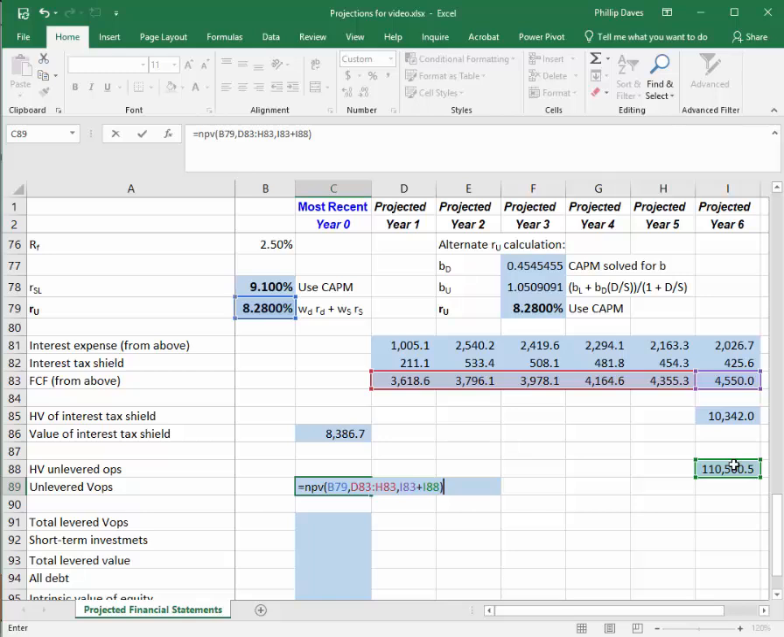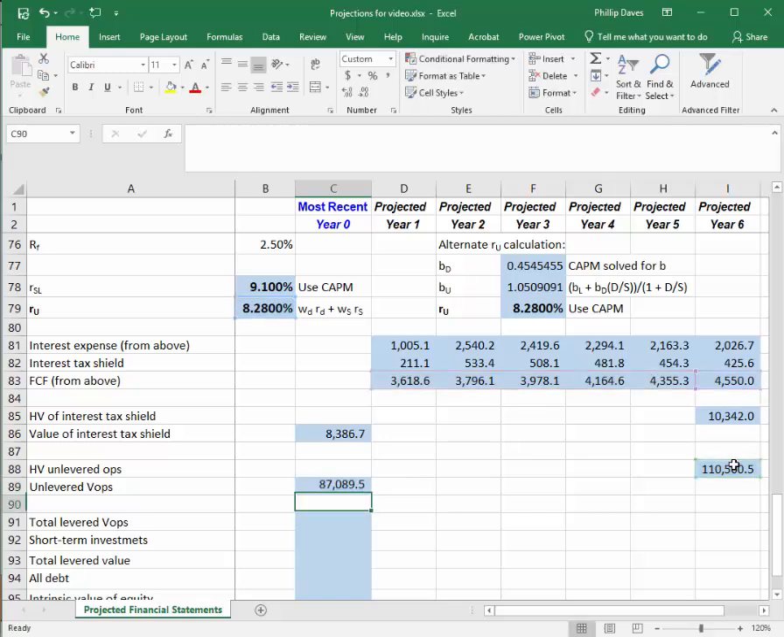And that should give us the present value of the firm's free cash flows at the unlevered cost of equity. And that end result, when I press enter, is going to be called the unlevered value of operations. This is the value of operations that the firm would have if it had no debt. So if this firm had no debt, its value of operations would be $87 billion. But since it has debt, the value of operations is actually almost $8.4 billion larger because of those tax shields. And so our total levered value of operations is the tax shields and the unlevered value of operations. So the benefit from the interest deductions.